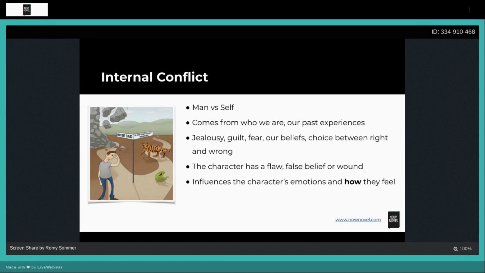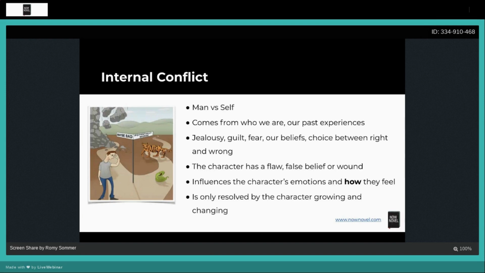If you know what your character's conflicts are, then as you're writing, especially if you're a pantser and you don't really plot ahead, just knowing how your character's past and their past wounds are going to affect the decisions they make, how they're going to react to situations, how they're going to feel, is going to help you as you write to stay consistent. And this is the biggie.